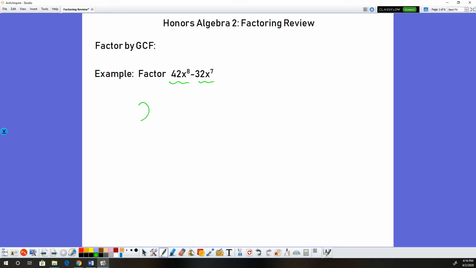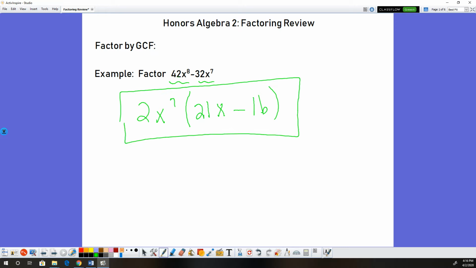So if I pull out a 2 from the number and an x to the 7th, I'm left with 42 divided by 2 is 21. x to the 8th divided by x to the 7th is just x, minus 32 divided by 2 is 16. x to the 7th divided by x to the 7th is just 1. So this would be my final answer. Before you do anything with any type of factoring, first look to see, can you pull out a GCF? Always look for a GCF.